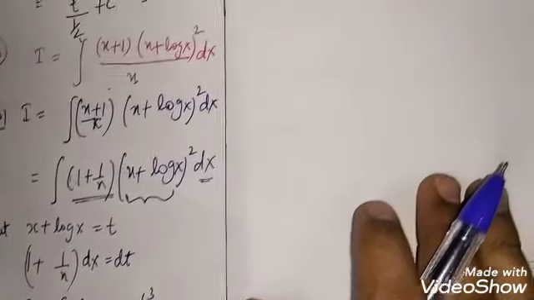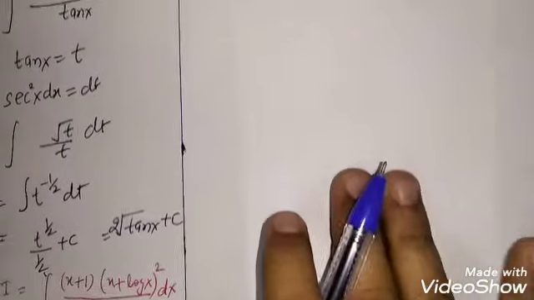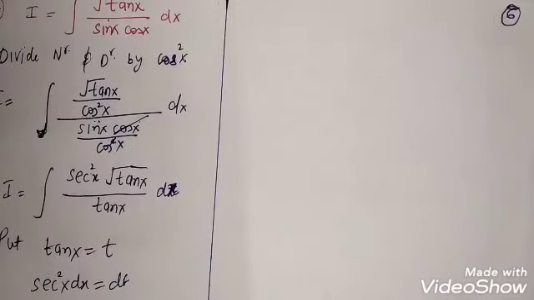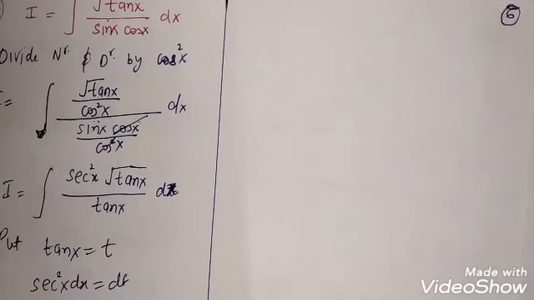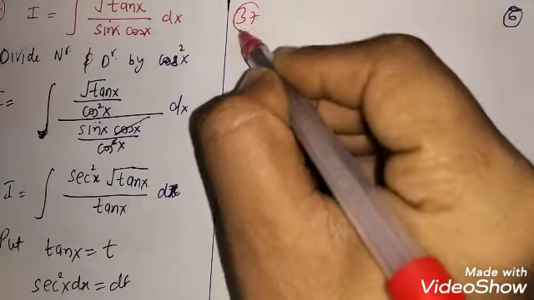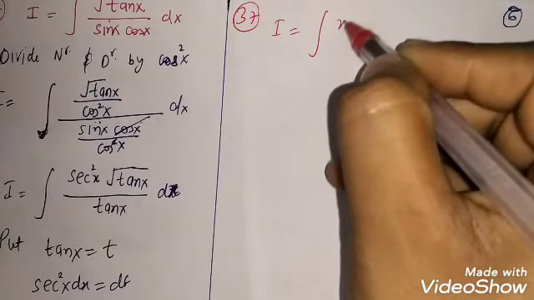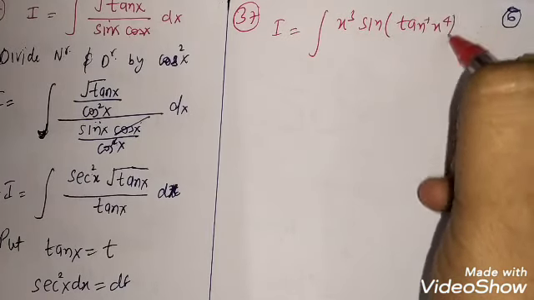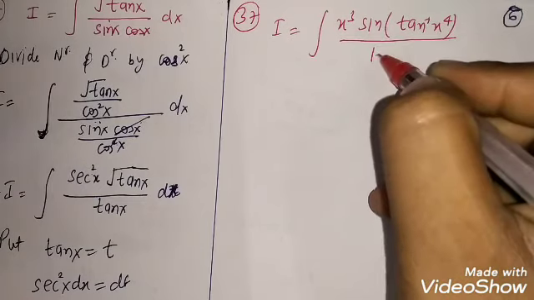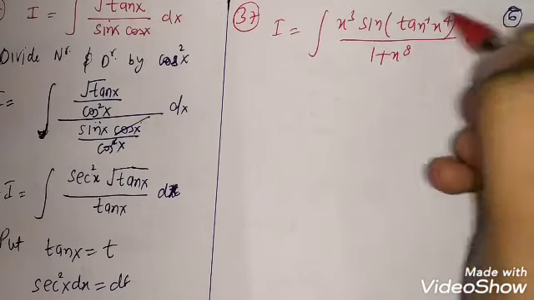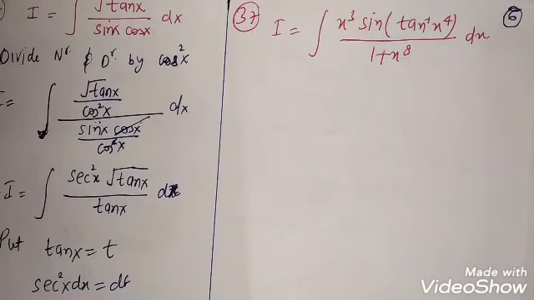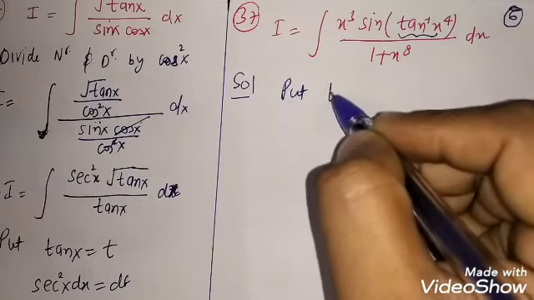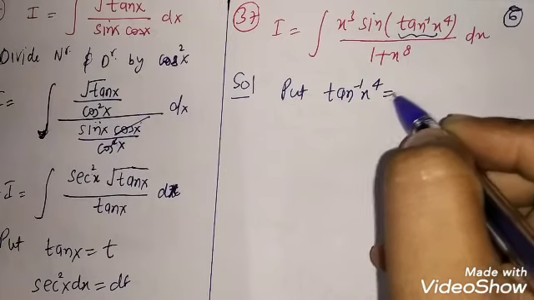Then 37th question, the last question from my side today, 37th of your NCERT Exercise 7.2. What does question number 37 say? I is equal to the integration of x cube sine of tan inverse x to the power 4 upon 1 plus x to the power 8 dx. Okay, not that tough. Put this to be t. Solution. Put tan inverse x to the power 4 to be t.